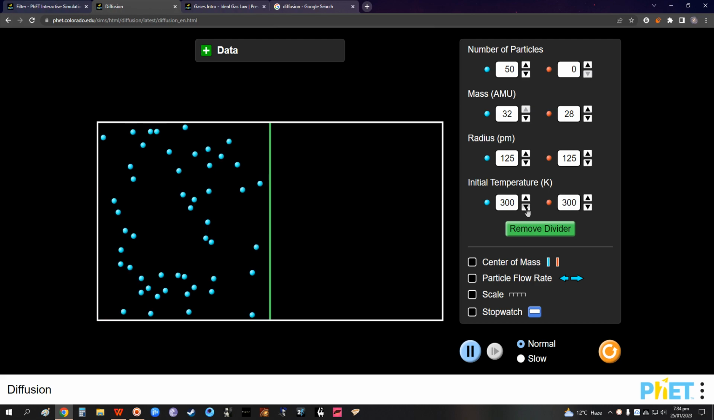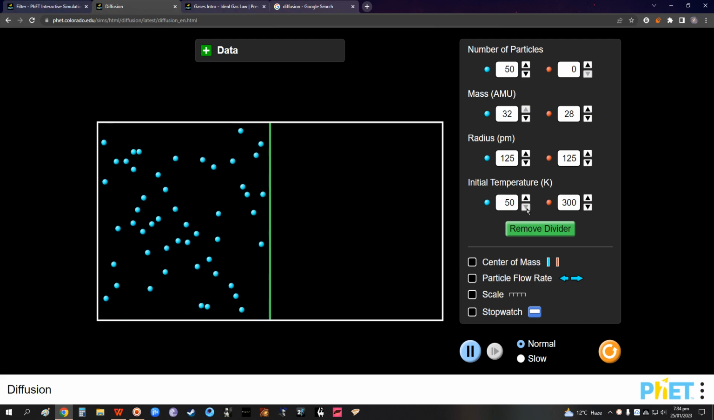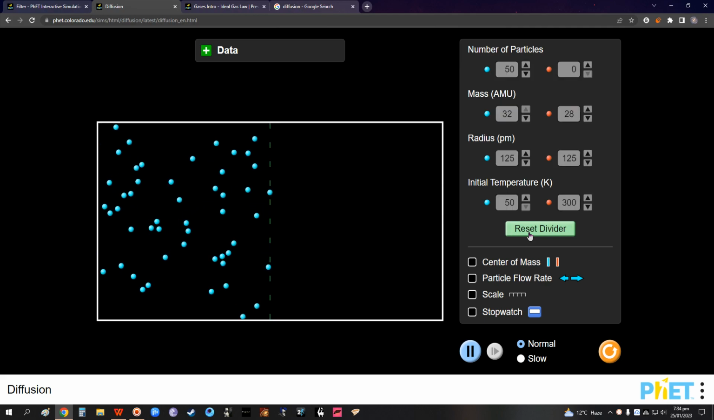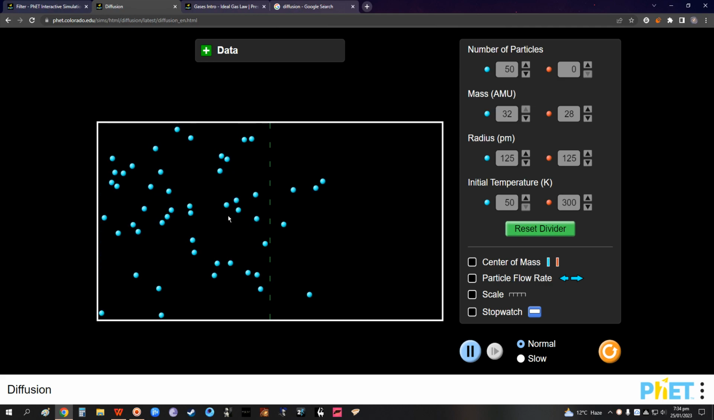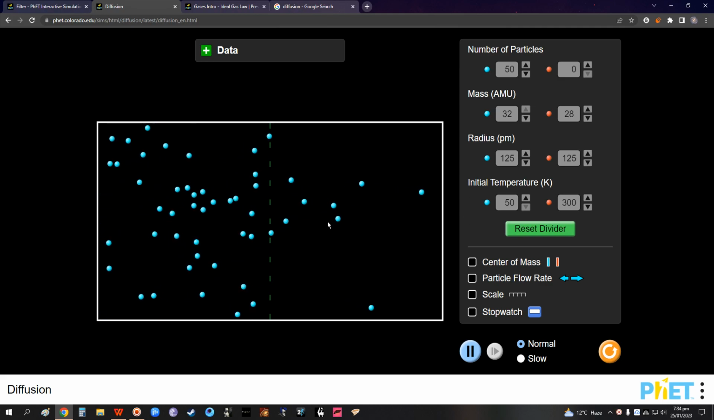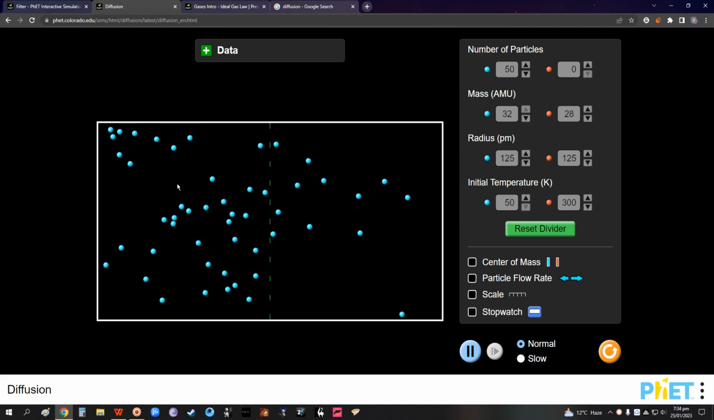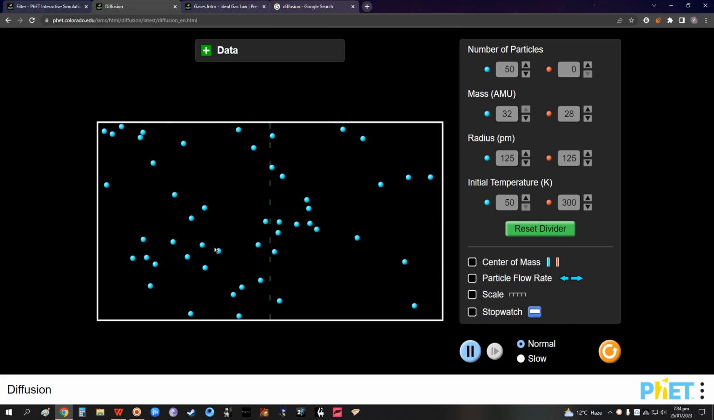And if I reduce the temperature now, you can see the particles are ultimately slow, right? So if I remove the divider, it will take a huge amount of time for these two areas to be at the same concentration level, right? This is what diffusion of a single gas in a single container, which has a divider to create a higher and a lower concentration, would look like, right?